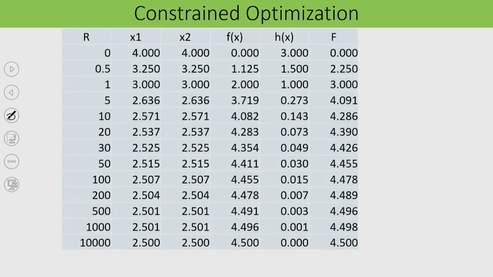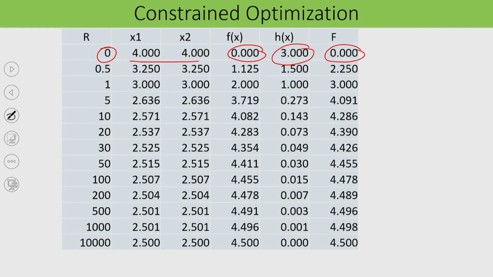So, let us see. If I put r equal to 0, that means I am not putting in the constraint violation. Therefore, whatever solution you are getting is unconstrained, that is the solution of the objective function without the constraint. That solution is 4 and 4, the function value is 0, the constraint violation is 3, and capital F is 0. So, what is your idea? You have to reduce the constraint violation, and basically the constraint violation should be 0.